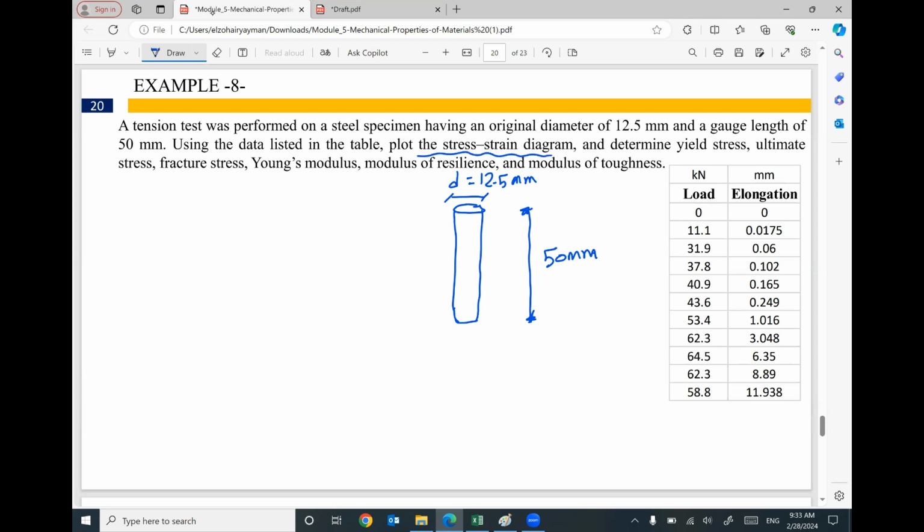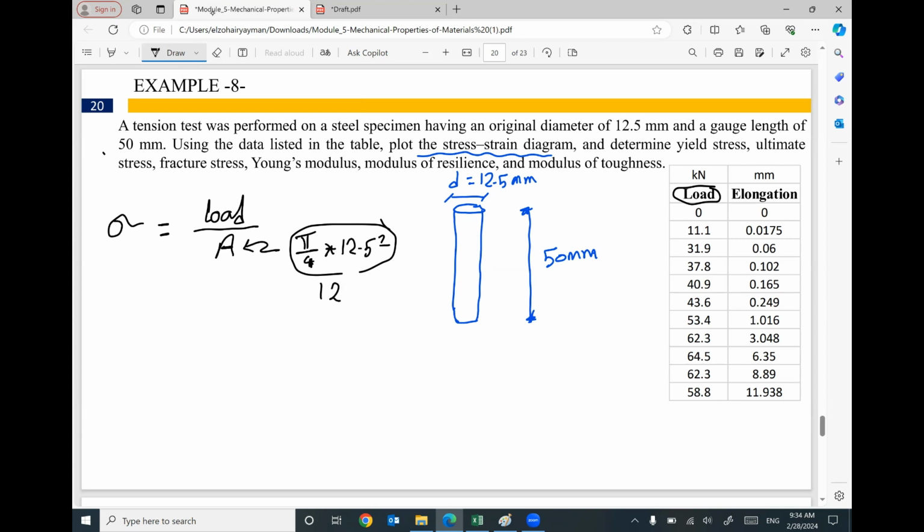So first of all, keep in your mind, I will convert the value of the load to stress. This stress will be the applied load or the force divided by the cross-section area. In this case, your cross-section area will be pi divided by 4 times diameter squared. This area equal to pi divided by 4 times diameter squared equal 122.7 millimeter square.